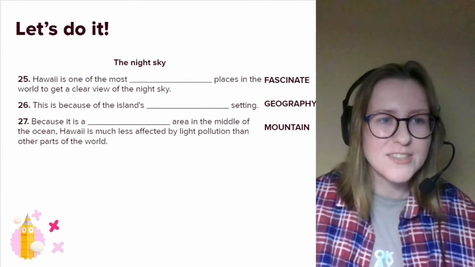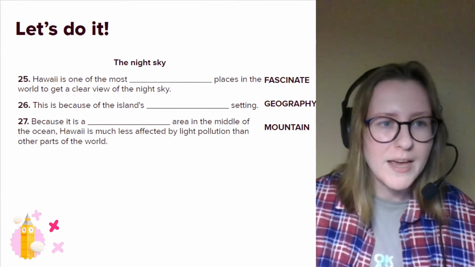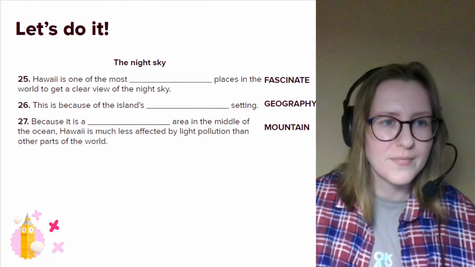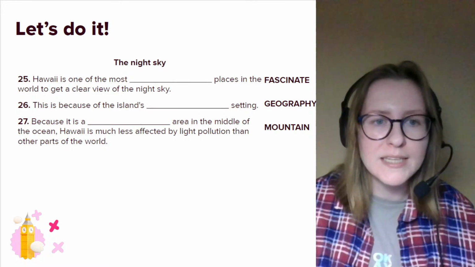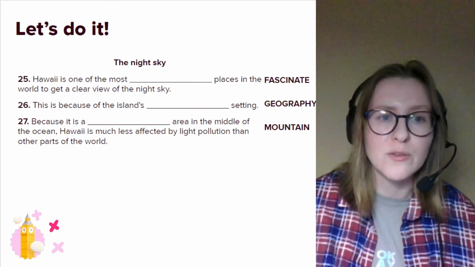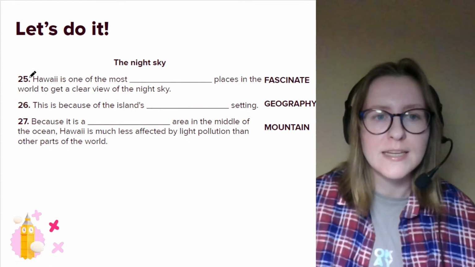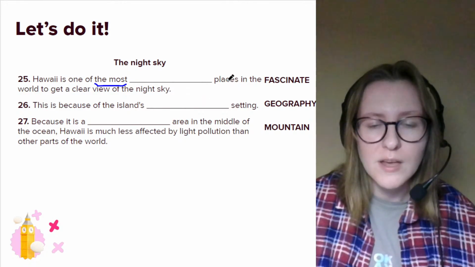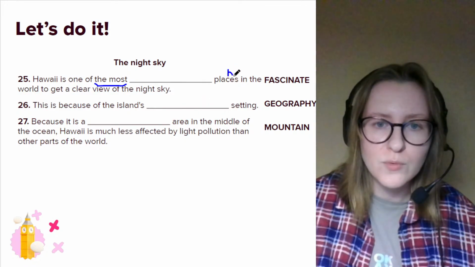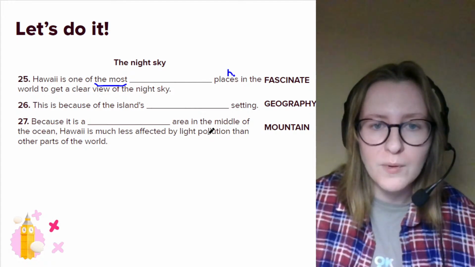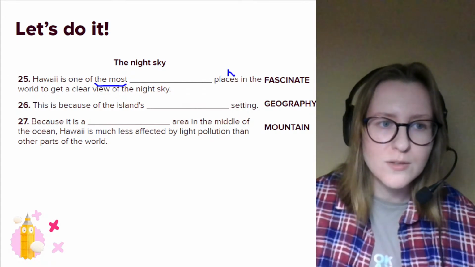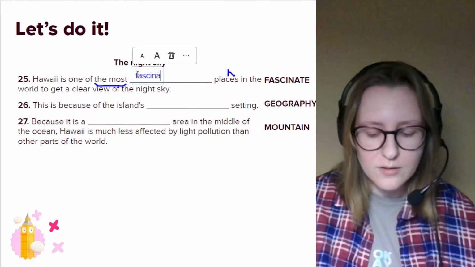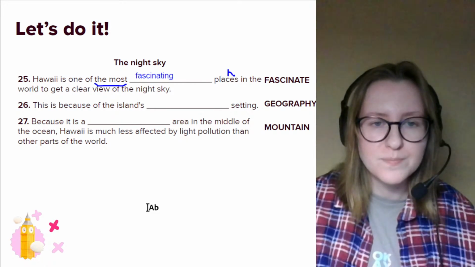Let's do it. So here we have 25 through 27, and we are going to put all of these words into the sentences correctly. All right, let's analyze them. Hawaii is one of the most places in the world to get a clear view of the night sky. We have the most, which is part of a superlative degree, right? We have places after the gap, which is a noun. So our gap describes a noun, which means we need an adjective. Hawaii is one of the most fascinating places in the world.